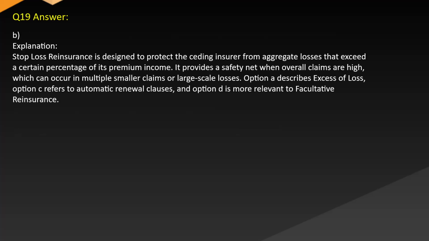Answer: B. Explanation: Stop-loss reinsurance is designed to protect the ceding insurer from aggregate losses that exceed a certain percentage of its premium income. It provides a safety net when overall claims are high, which can occur in multiple smaller claims or large-scale losses. Option A describes excessive loss. Option C refers to automatic renewal clauses, and option D is more relevant to facultative reinsurance.